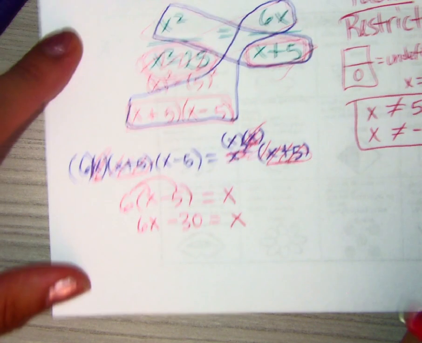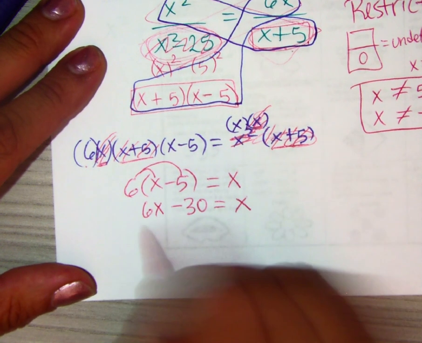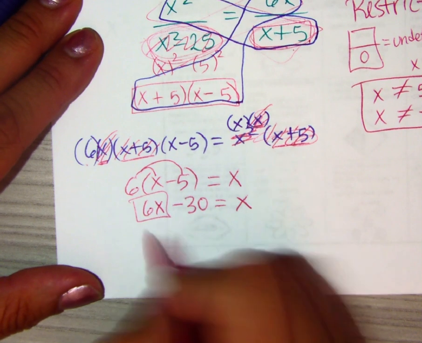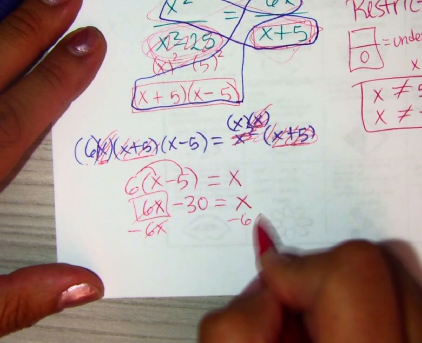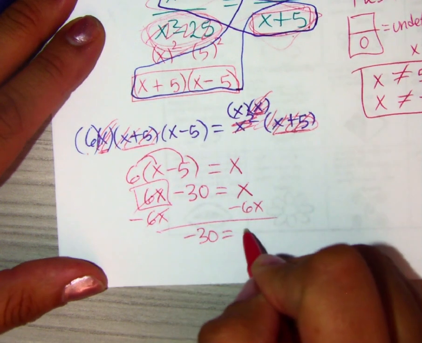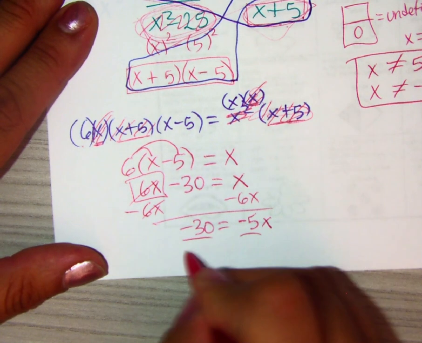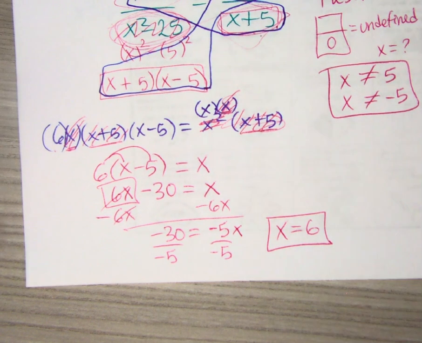And then next we want to divide. No, not divide yet. We mean to move things around. We want to have the x on one side and numbers on the other. So this 6x, we want to move it by subtracting 6x. That leaves you with -30 equals -5x. And to finalize this, you divide both sides by -5, and x will equal +6. So this answer should be the solution.